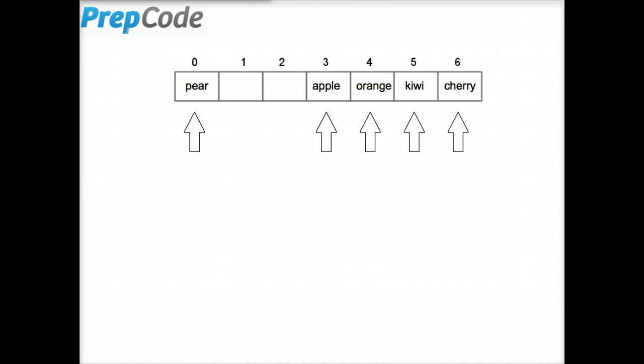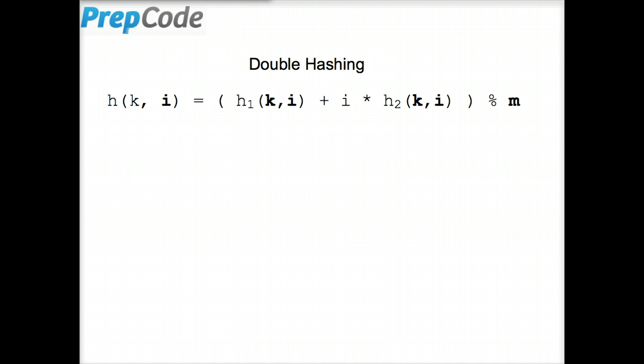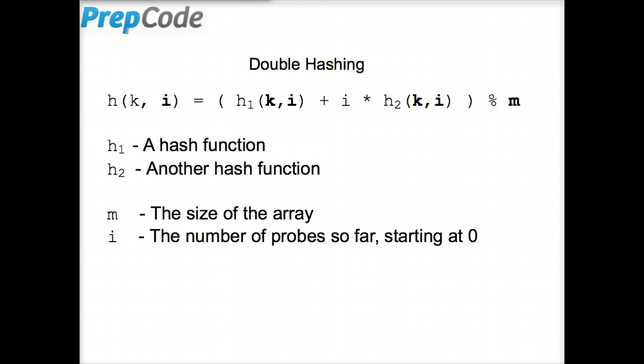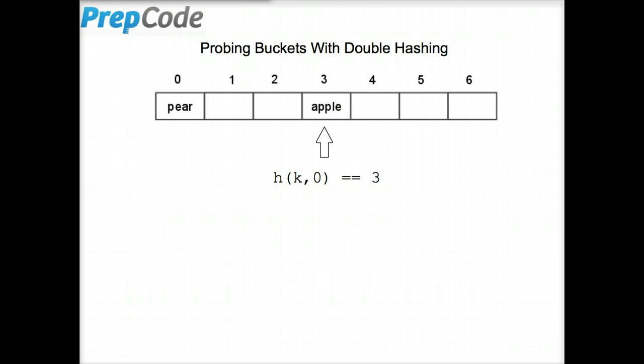The hash function for a double hashing strategy takes the following form, where h1 and h2 are two different hash functions, m is the size of the array, and i is the number of buckets we've already probed, starting at i equals 0. But don't be intimidated by the mathiness of this hash function. It's quite easy to use. To do an insertion or a key lookup, we'll initially probe the bucket at h of k, 0, then the bucket at h of k, 1, then h of k, 2, and so on until we find either an empty bucket or the key that we're looking for, or we've probed all the buckets.